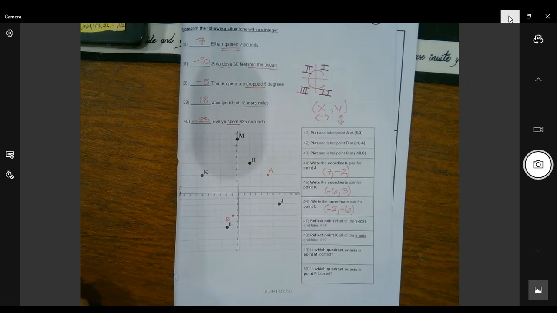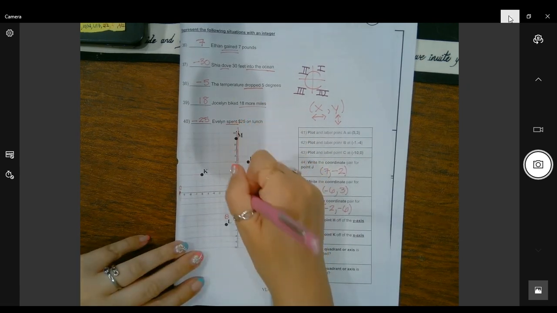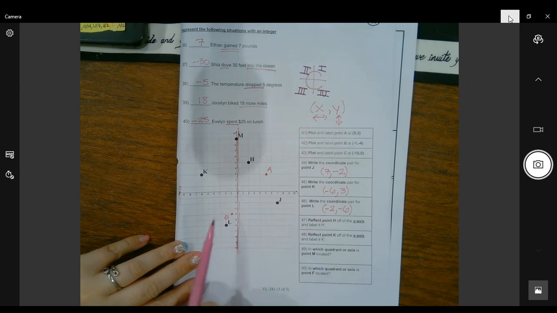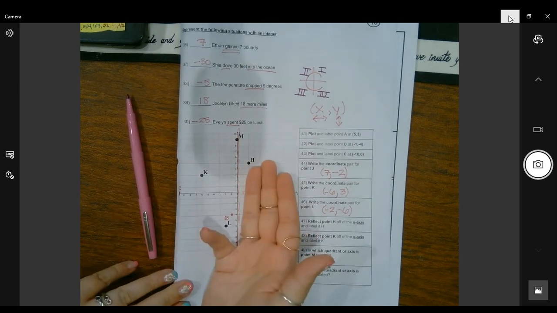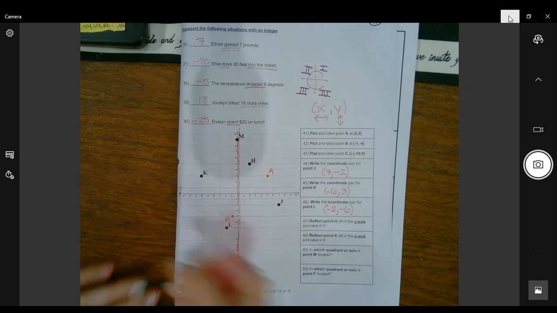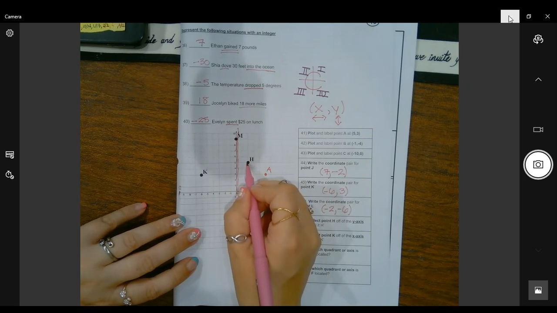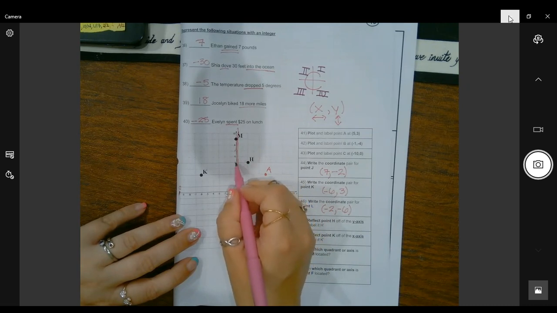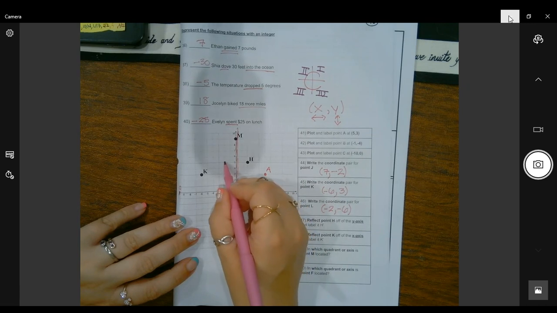Okay, this next one says reflect point H off of the y-axis and label it H prime. First off, which axis is the y-axis? Yeah, that's the up and down one. So this line right here, I'm going to find point H and reflect it over that line. That basically means you just flip it over. You're reflecting it, like a mirror image. What I do is I count how far away this point is from this line. It's 1, 2 away. So keep going in the opposite direction, the same amount, 1, 2 away.